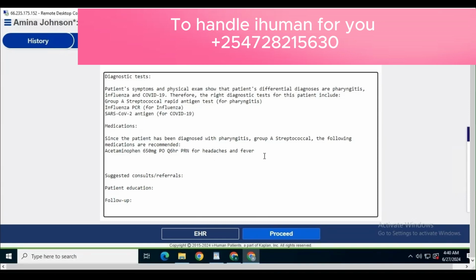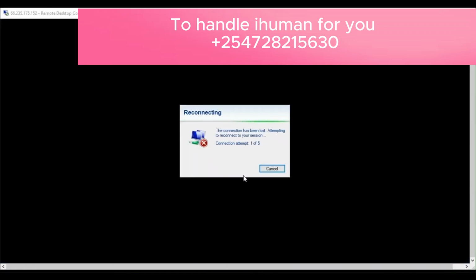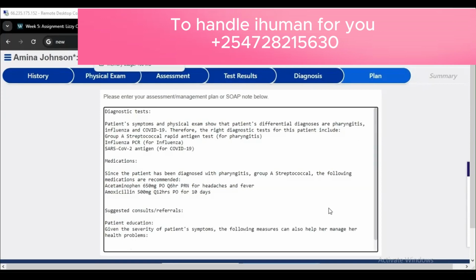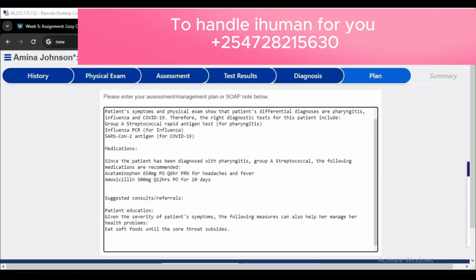And that's all I did for this case. And after drafting my plan, I also gave a reference that one can use for further assessment or to acquire more knowledge about managing such a diagnosis. And that's all I did for this case.